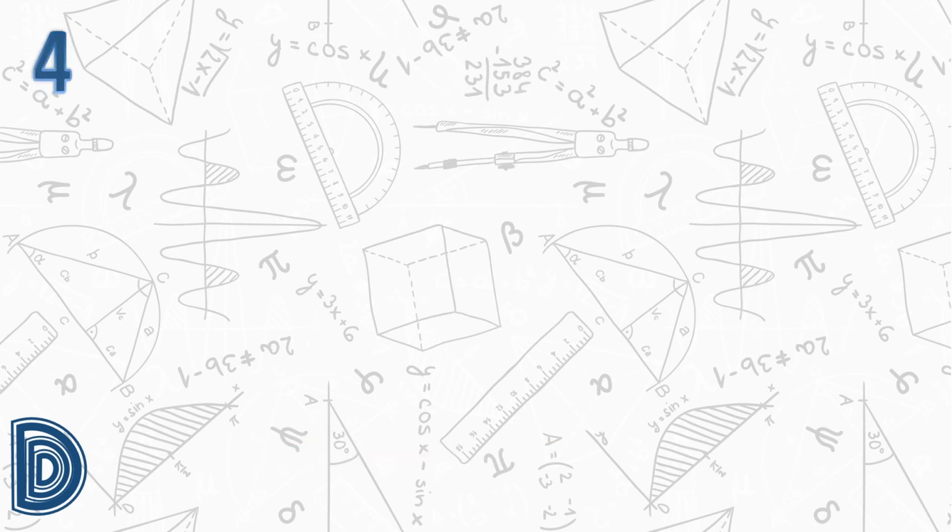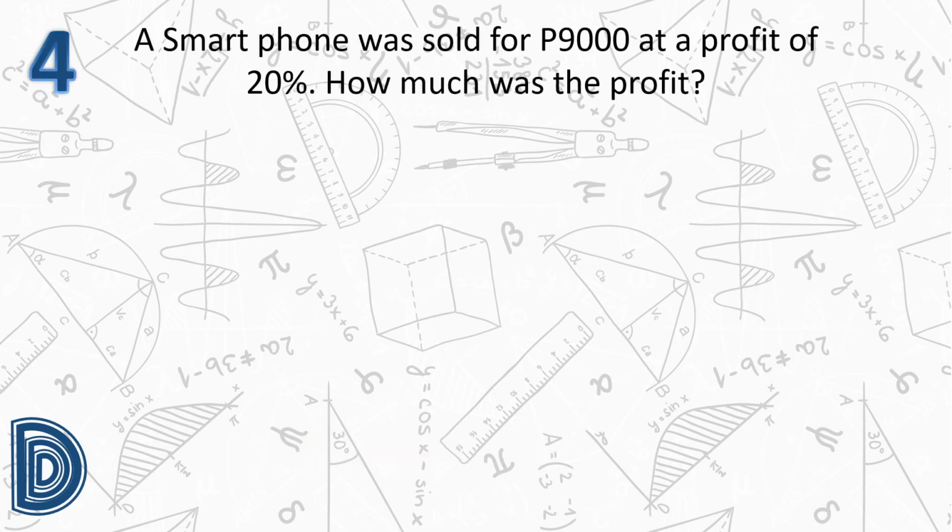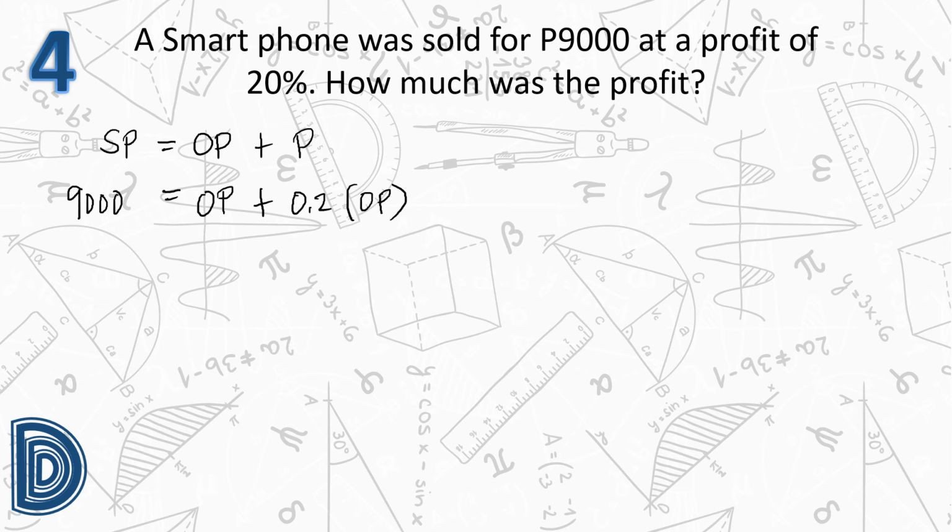Question number 4. A smartphone was sold for 9,000 pesos at a profit of 20%. How much was the profit? Let SP be the selling price, OP be the original price, and P be the profit. We know that the selling price is equal to the original price plus the profit. Selling price is 9,000 pesos. We do not have the original price. And the profit is 20% of the original price, so that will be 0.2 times original price.